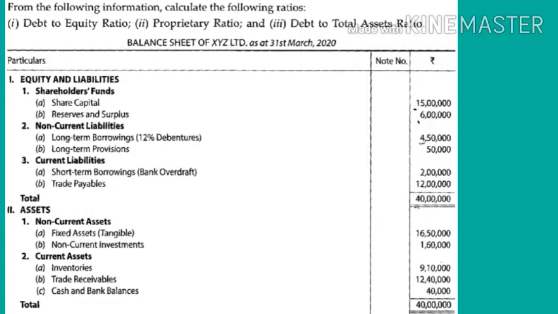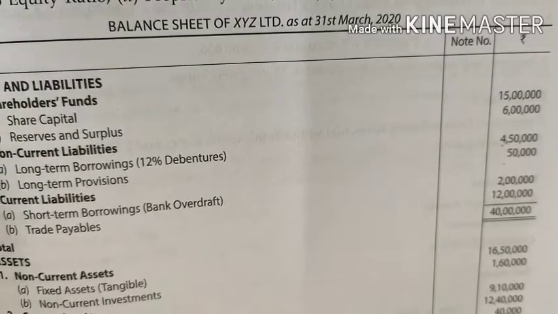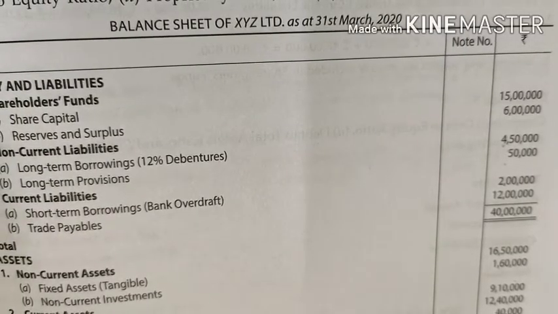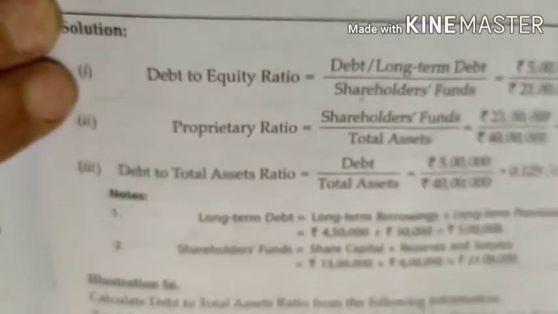From the following information, calculate the following ratios: debt to equity ratio, proprietary ratio, and debt to total assets ratio. Now this is the balance sheet given to you, and from this balance sheet you have to calculate the above given ratios.